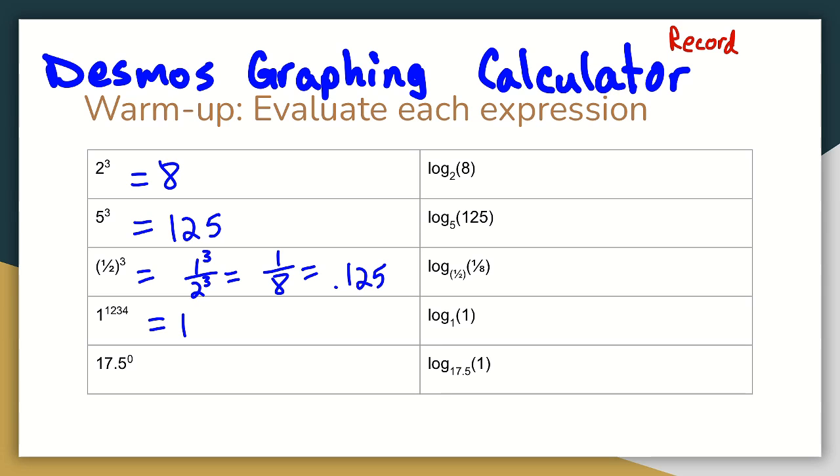17.5 to the 0 power. That seems confusing, but it's not. Anything to the 0 power is 1. All right. Any questions on those exponential expressions?